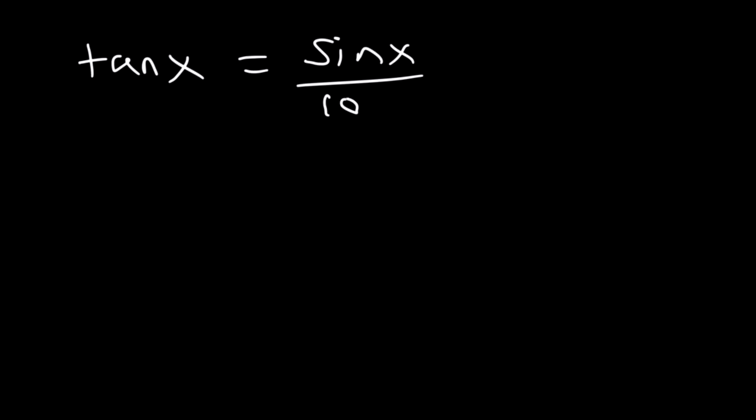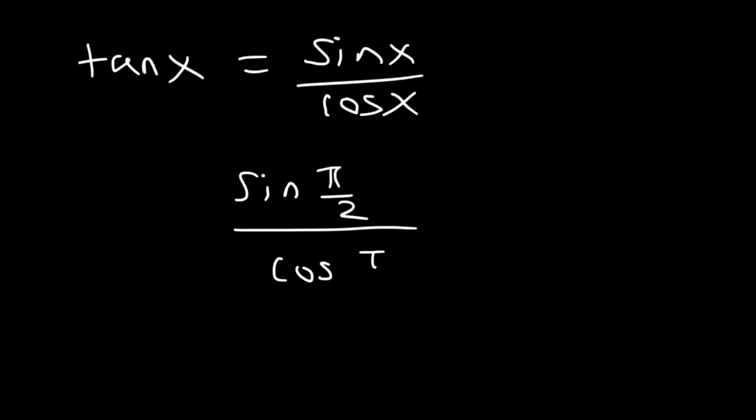So anytime you see tangent, just keep in mind that you can replace it with sine divided by cosine. And notice that if you plug in pi over 2, sine pi over 2 is equal to 1. And cosine pi over 2 is 0. Anytime you get a 0 on the bottom, it's undefined. So that's a clue that you need to check the left side and the right side of limits as well. So that limit does not exist.